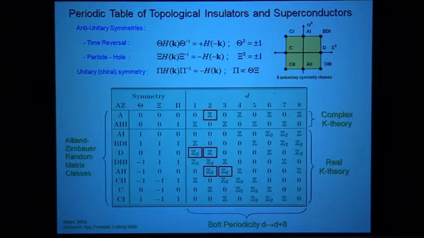I'm sorry, speak louder. Yeah, I think there's a historical... I'm not sure exactly what the history of that name is. I think it has something to do with the chiral symmetry and the Dirac equation, but I don't have a good answer for why that nomenclature. Yes. How many of the possibilities in this table have been realized?